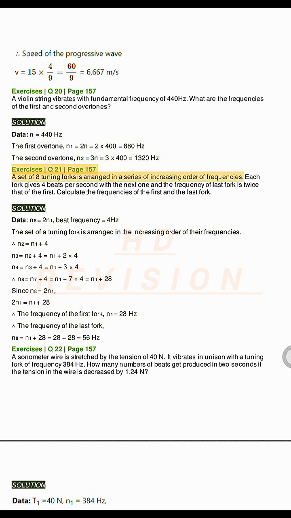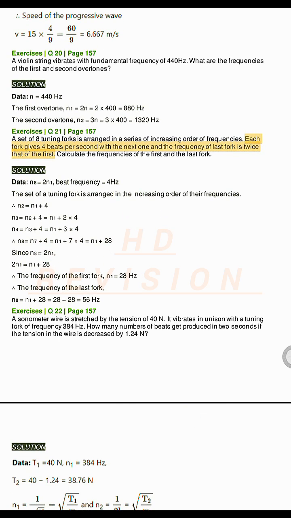Exercises Q21, page 157. A set of 8 tuning forks is arranged in a series of increasing order of frequencies. Each fork gives 4 beats per second with the next one, and the frequency of last fork is twice that of the first. Calculate the frequencies of the first and the last fork. Solution. Data. N8 equals 2 N1, beat frequency equals 4 Hz. The set of tuning forks is arranged in the increasing order of their frequencies.